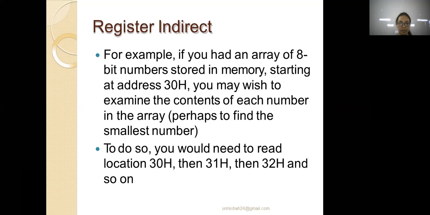Let's take an example here. If you have an array of 8-bit numbers stored in memory starting from location 30H, and you want to examine the content of each number in the array, then we will start reading from location 30H, then 31H, then 32H, and so on. So this is an example of register indirect addressing mode.